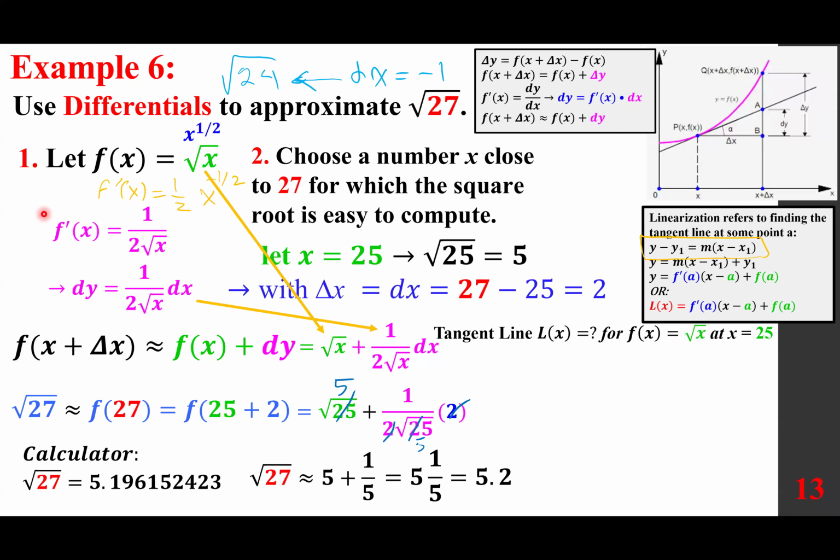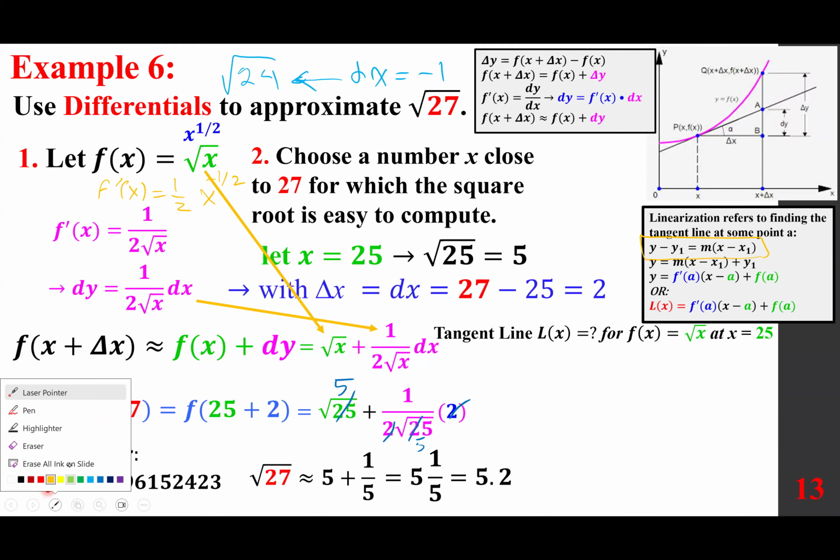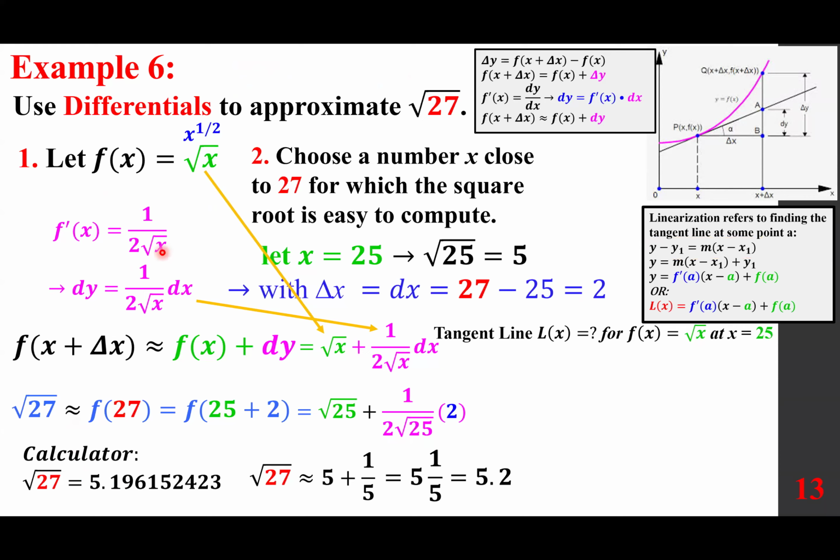And if I put it into, let me erase the board here. If I put it into f prime, so 25 here is 5, 5 times 2 is 10, 1 over 10, that's the slope.